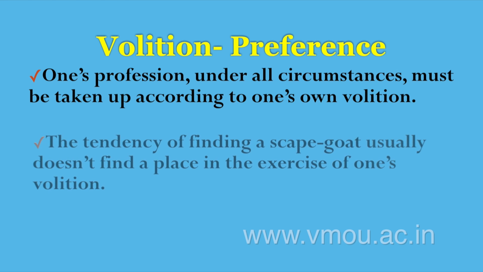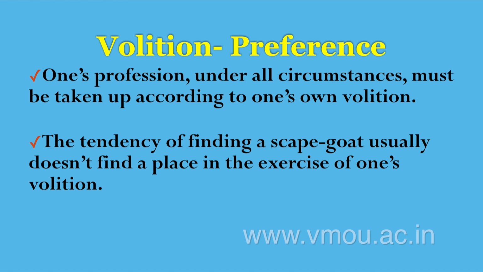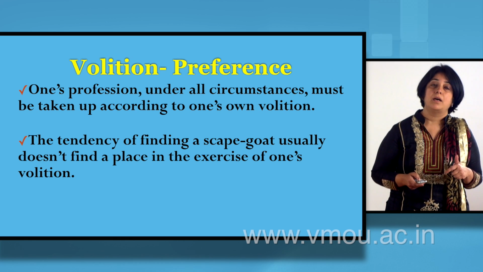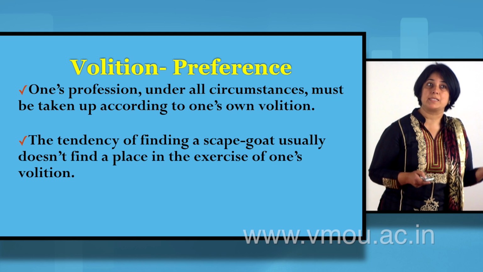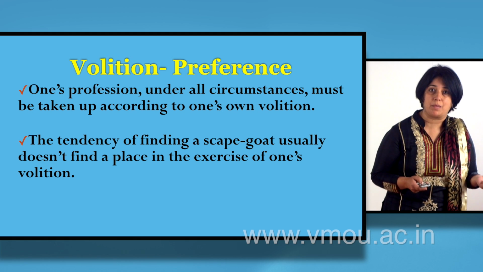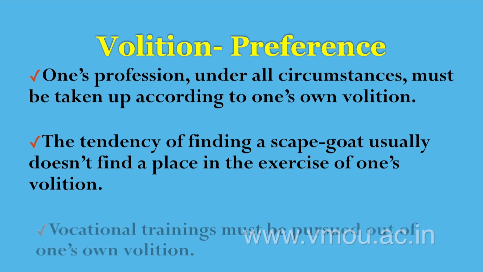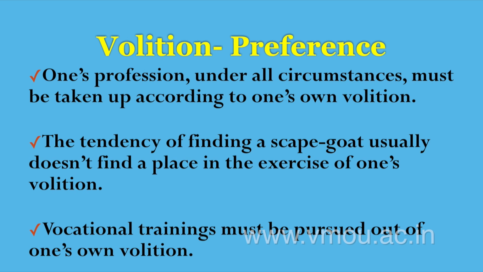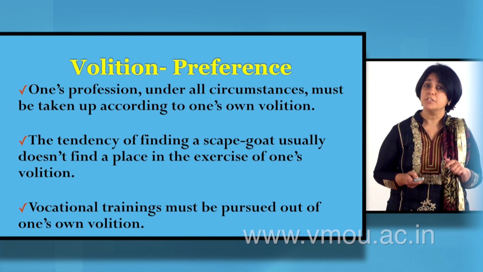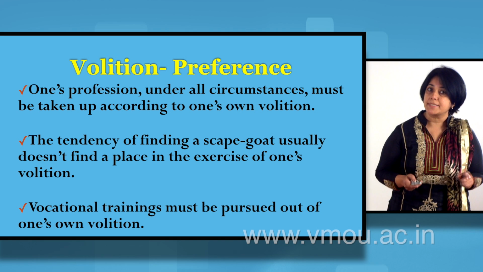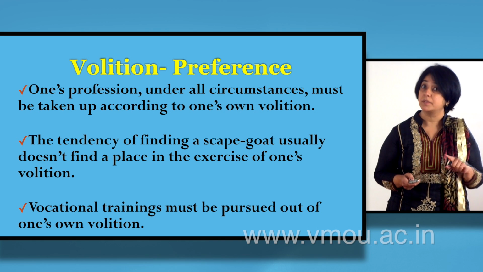The tendency of finding a scapegoat usually doesn't find a place in the exercise of one's volition. That means if you do something with your own choice, with your own preference, then you don't find a person to whom you can make a scapegoat, or you do not play the blame game because you've done it with your own choice, with your own volition. Vocational trainings must be pursued out of one's own volition. So this is how we have various backgrounds, various contexts, and we relate it with the picture.